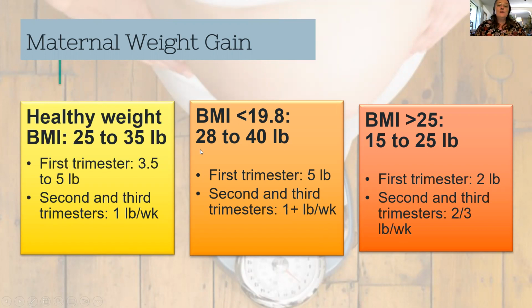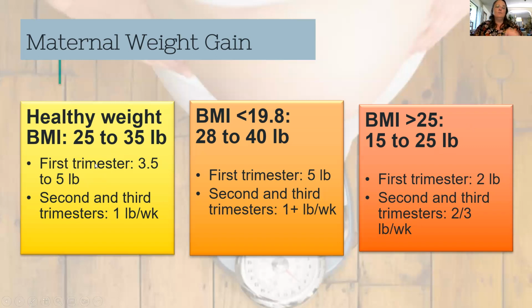I do think that we might see some changes in that in the next few years, but for our purposes today, this is what we're looking at. This is standard of practice. We're calling a healthy weight BMI less than 25. If your BMI is less than 25, we are going to expect a 25 to 35 pound weight gain.